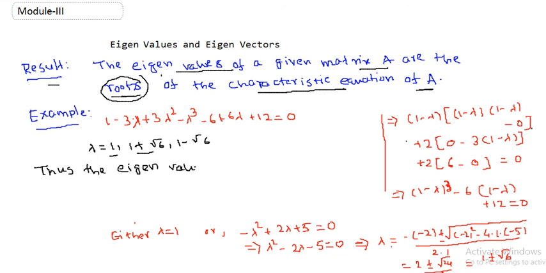the eigenvalues of the matrix A. We have 3 eigenvalues. First is 1, second is 1 plus root 6, and third is 1 minus root 6. In this way you have to find the eigenvalues of a matrix.